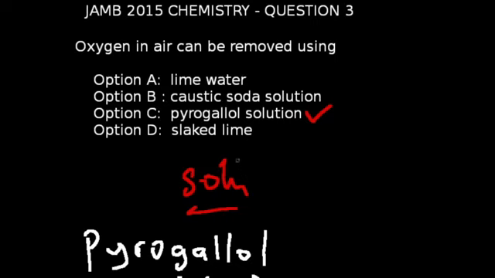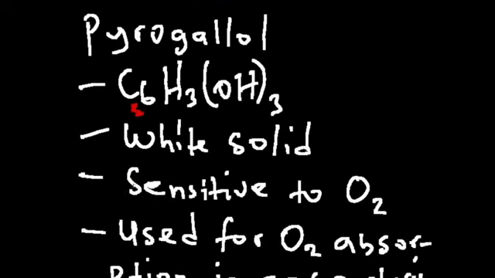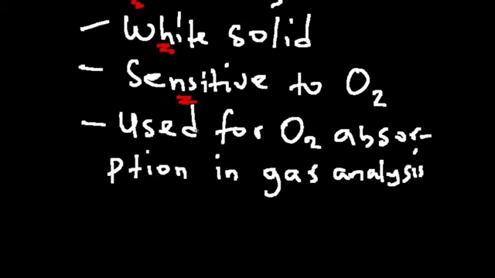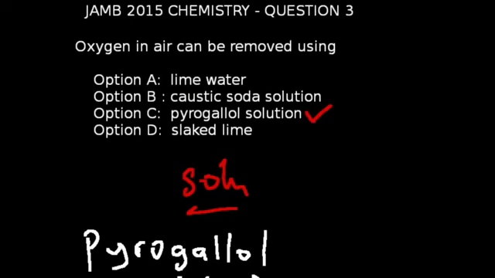So for us to back up our answer, let us quickly look at some key facts about pyrogallol solution. So pyrogallol is an organic compound with the molecular formula C6H3(OH)3. Pyrogallol is a white solid and is very sensitive to oxygen, and because of that, it is used for oxygen absorption in gas analysis. So that makes option C the correct answer to this question.